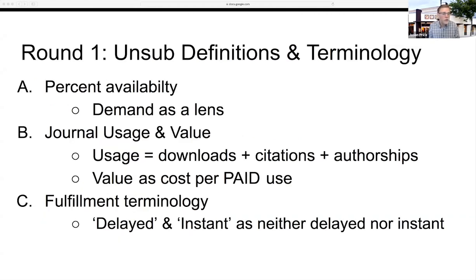So as an overview of round 1, I'll describe Unsub's use of demand as a lens for percent availability, then turn to the impact of Unsub's definition of usage, which is expanded to include citations and authorships, as well as the impact of its definition of value, which excludes usage of content that's freely available or has already been paid for. Then I'll round it out with a critical examination of Unsub's fulfillment terminology, wherein I found delayed and instant as terms to be quite misleading.